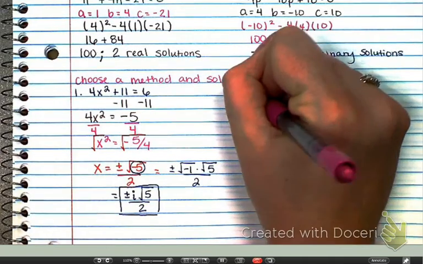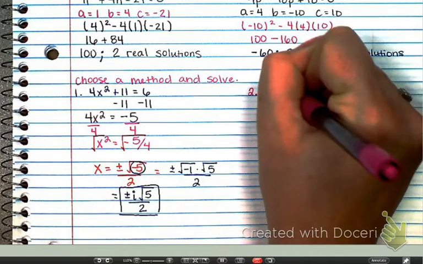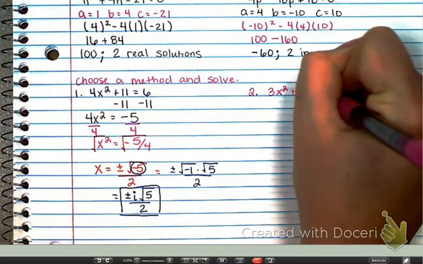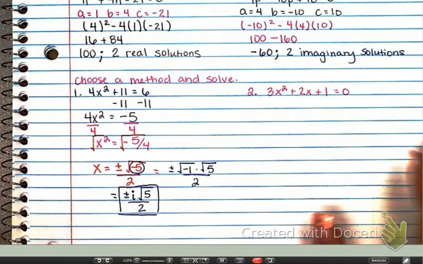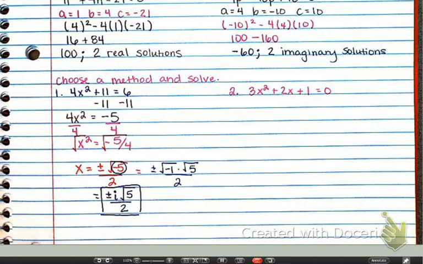So let's look at 3x squared plus 2x plus 1 equals 0. I would like you to take a second with your group and decide which method you're going to use. So which one is going to be the easiest to use?